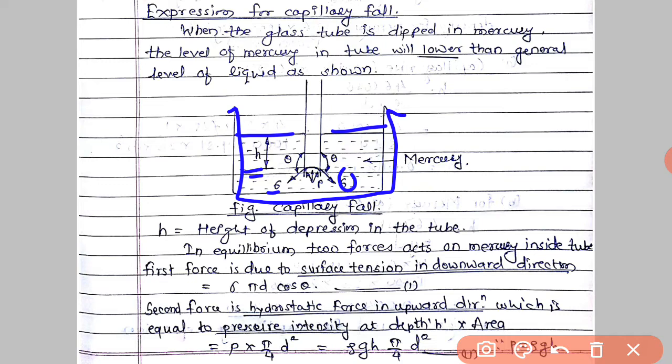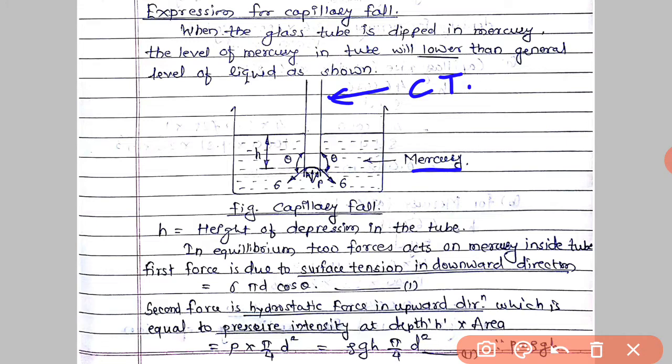See θ, the angle between the liquid surface and the glass tube, and pressure force will act on the surface of the liquid in the glass tube. See here, when the tube is dipped in mercury, the level of mercury in the tube will be lower than the general level of the liquid as shown in the figure. So in this figure, all the parameters are shown and mercury is also shown. This is our capillary tube. So this is the figure for capillary fall.